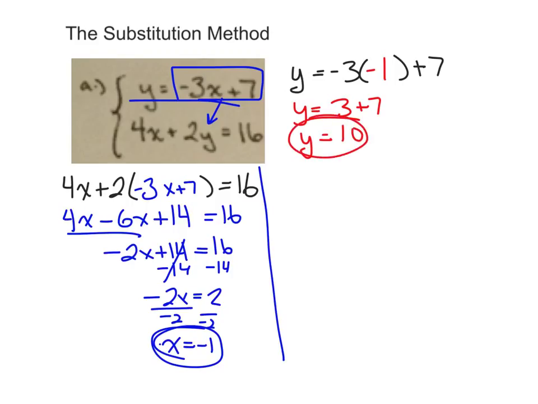Now we have the x value and the y value, but we're not done. Our last step is to write our solution as an ordered pair, which means a set of parentheses with a comma in the middle. The x coordinate is negative 1 and the y coordinate is 10.